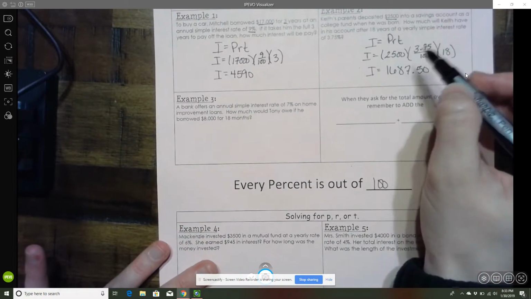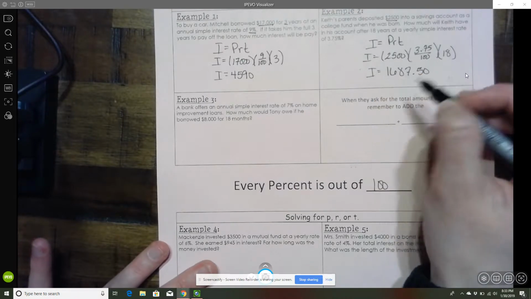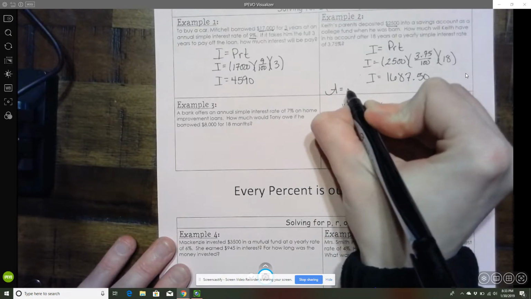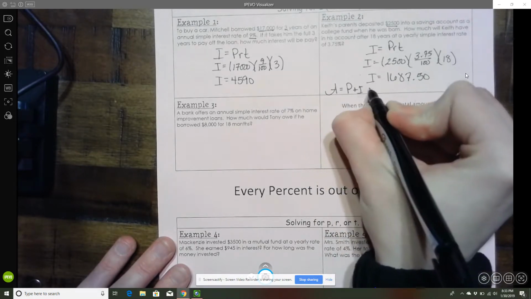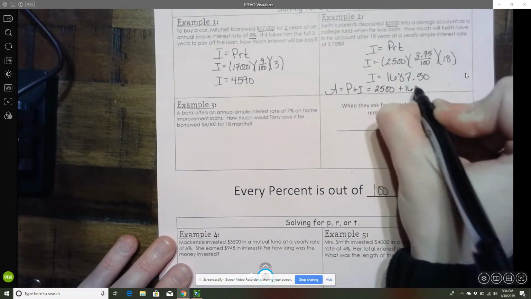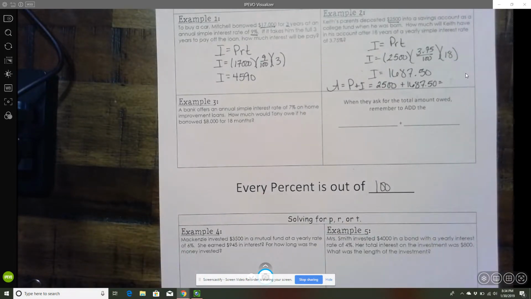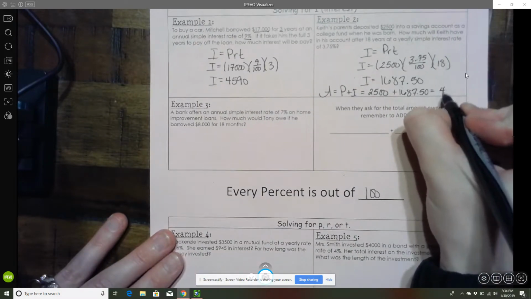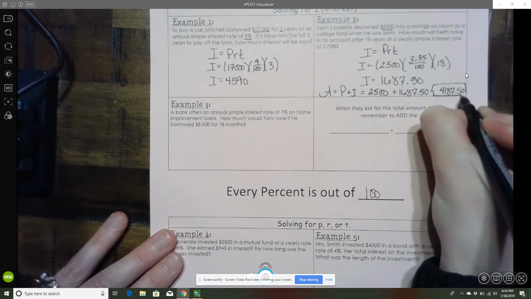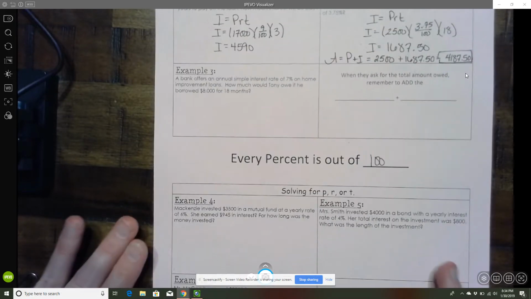Now, this asks, though, how much will Keith have in his account? This is just the interest. So if you want to find the total amount, you have to add the principal plus the interest. So I have to go back and add these two together. So be really careful, read your question, make sure you're giving them what they're asking for. So here, he would have a total of $4,187.50.